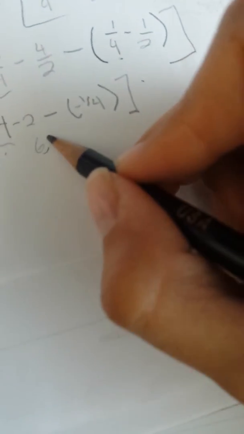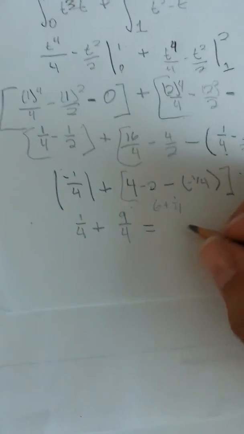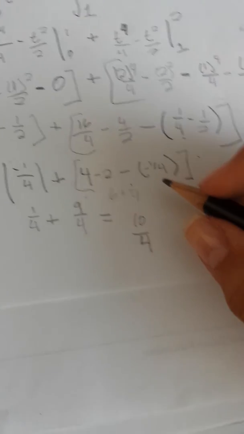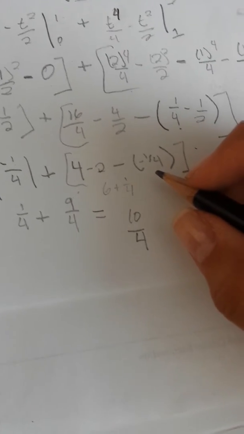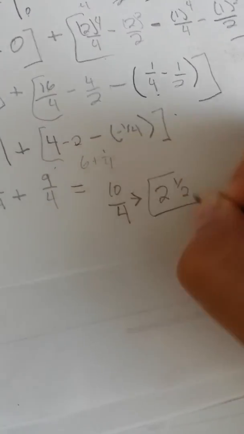Okay, so now you have 1/4 plus 4 minus 2 is 6, plus 1/4, which is going to be 9/4. So you have 10/4 now: 1/4 plus 9/4 is equal to 10 over 4. If you want to make it into a mixed fraction, it'll be 2 and 1/2. And this is the total distance traveled from 0 to 2.